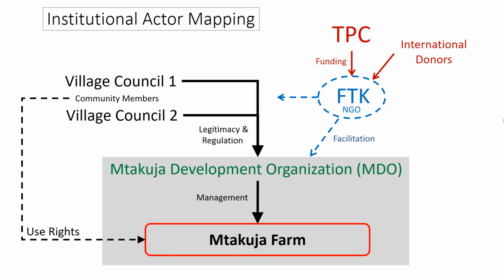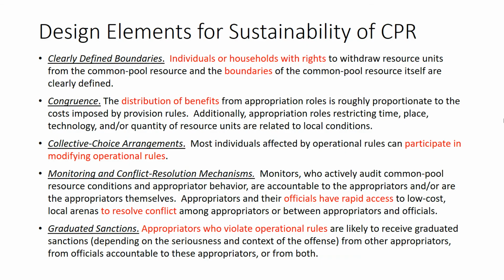In terms of institutional mapping, then, you can see on the right that TPC, the sugarcane farm, and international donors sort of remain on the outside of all of this, even though they have an overwhelming physical presence. FTK plays a facilitation role. The village council chairs then give legitimacy to Mtakuja Development Organization, the MDO, which then manages the farm. And in turn, the community members, the community assembly, gets use rights of the farm.